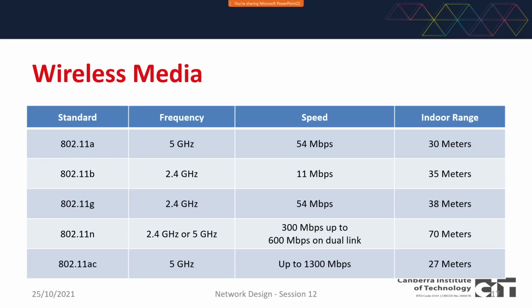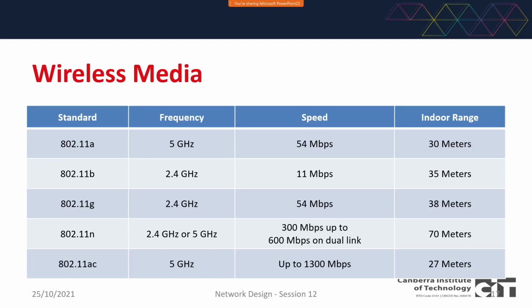With the 802.11b, we have 2.4 gigahertz, as well as the 802.11g. 802.11g is better suited for high speed, higher bandwidth than the B standard, and it goes up to 38 meters compared to 35 of the B standard. We also have the 802.11n, which uses both frequencies, the 2.4 and the 5. It is good for up to 300 megabits per second, or 600 megabits per second on a dual link using both of the frequencies. It's good for up to 70 meters.